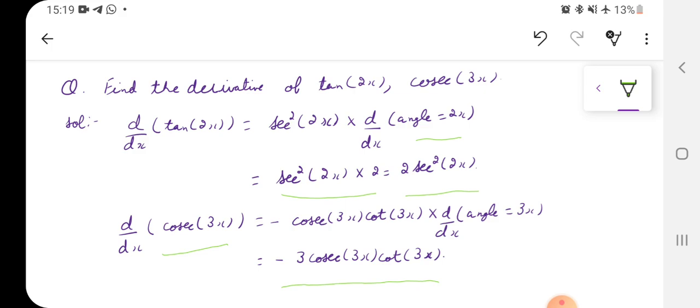So this type of problem you will face in the differentiation of any functions, right? Trigonometric or polynomial functions. Based on this, you will get all of your questions.